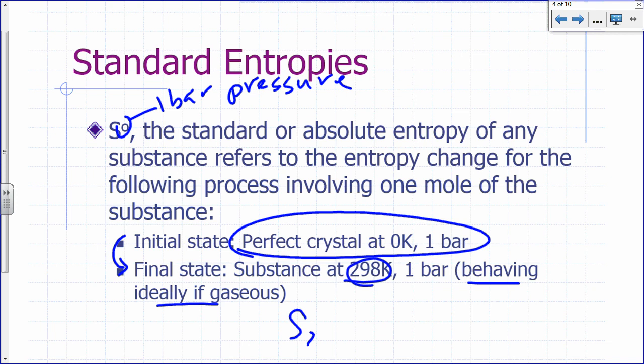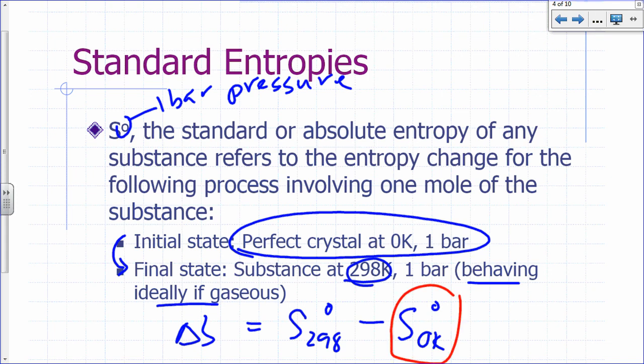The delta S for that process would be called the absolute entropy of your substance, because S at 298 K minus S at 0 Kelvin would be the delta S for that. But what's S at 0 Kelvin? We're taking that as 0. So the delta S for that process would just be what you would call the standard entropy or the absolute entropy of that substance at 298 Kelvin.